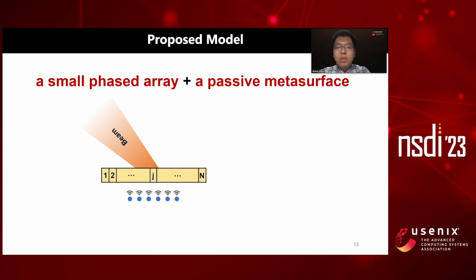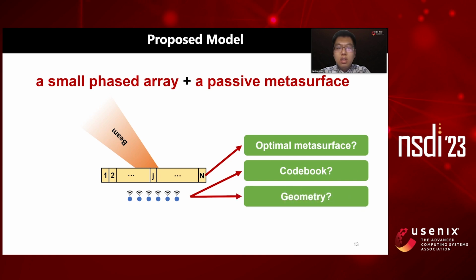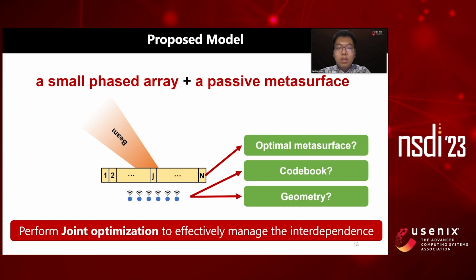There are three key components to realize our proposed model. The first component is designing an optimal metasurface which is capable of handling steered beams at a wide angle, not only considering the fixed direction as the traditional passive metasurface does. The second and the third components are designing the codebook and the geometry of our speaker array in the presence of the metasurface, because the impact of the metasurface should be jointly considered.